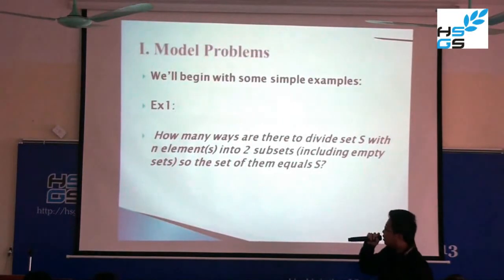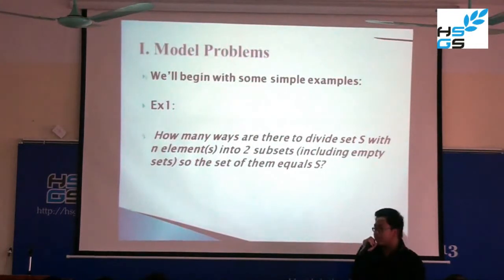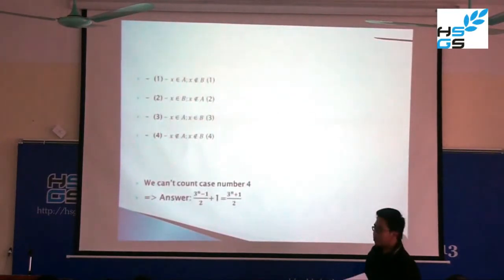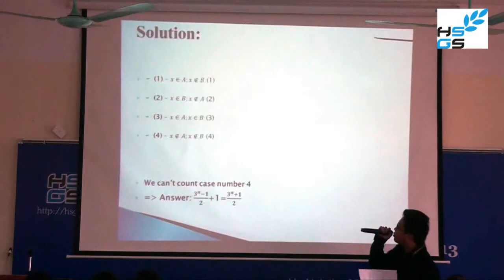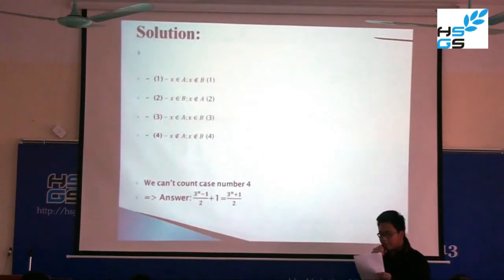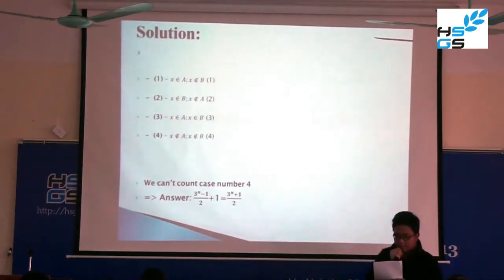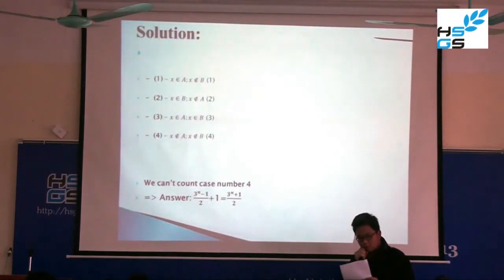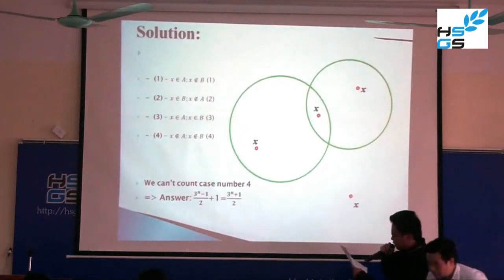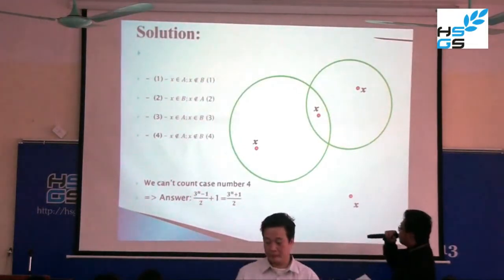Example number 1. How many ways are there to divide set S with n elements into two subsets, including empty sets, so that the union of them equals S? Here's the solution. We see that the problem here is pretty general, and the ideas of counting by recursion proven by the inductive methods appear at the beginning of the example. Although if we draw a model, as you can see here, this problem will become clearer.